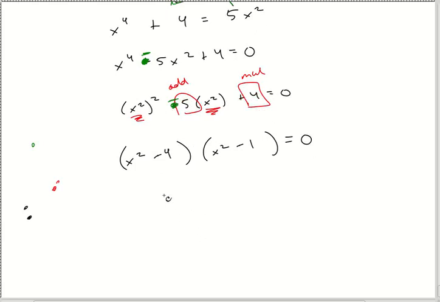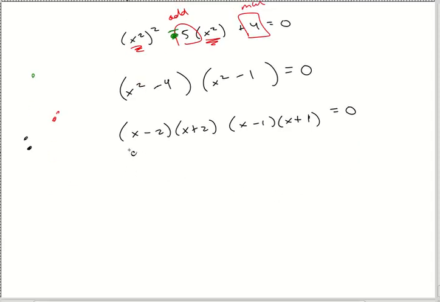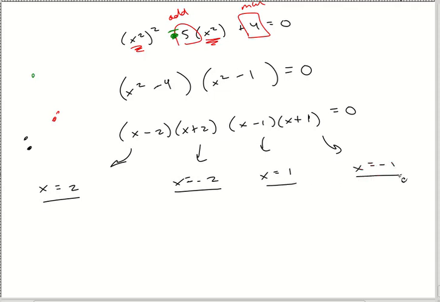Okay. Whew. So if you see this here, I can actually factor this guy down into a plus or minus 2. And I can factor this guy down into a plus or minus 1. And then I got 4 answers. I got x is equal to 2. X is equal to negative 2. X is equal to 1. X is equal to negative 1.